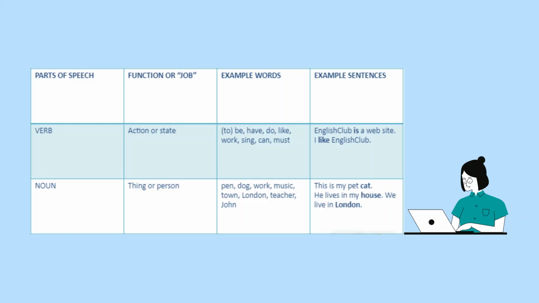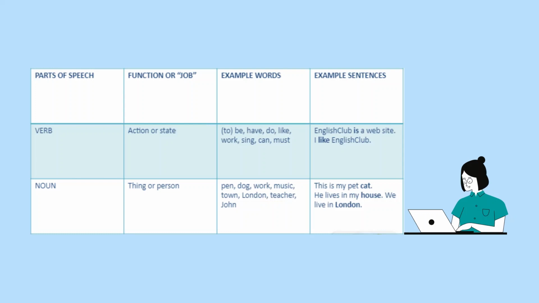Now let us take its examples. The first one is, this is my pet cat. Another one is, he lives in my house. And the last one is, we live in London. In the first sentence, cat is a noun. In the second sentence, house. And in the third sentence, London is a noun. We will study noun in depth in another lecture.